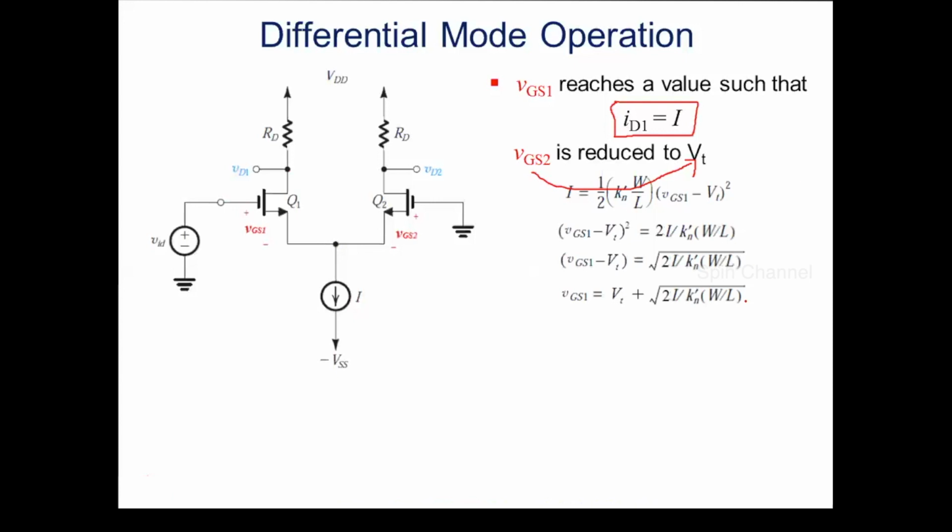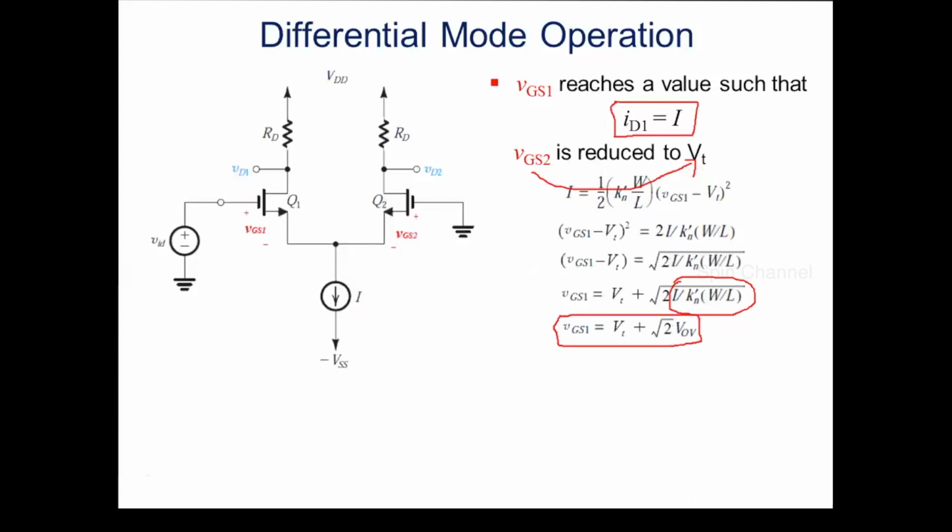We have already derived that root of I divided by Kn dash W by L is equal to the overdrive voltage corresponding to the drain current of I/2. So if we replace this, we get VGS1 is equal to VT plus root 2 into V overdrive. That will make the entire current flow through the transistor Q1, and the value of VGS2 is equal to VT, so that no current will flow through the transistor Q2.